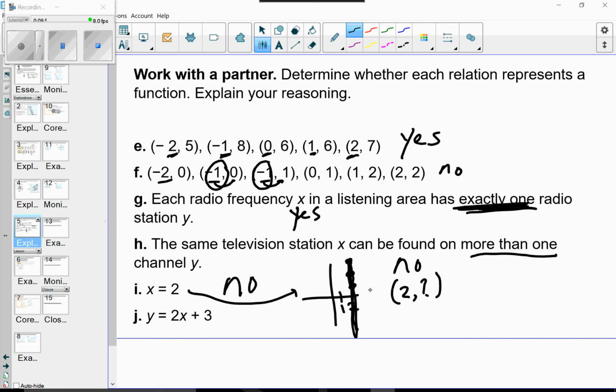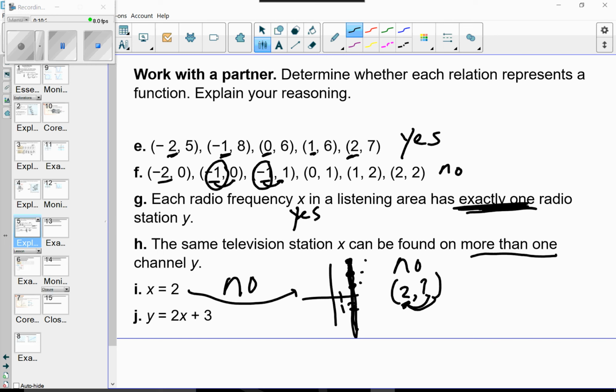So I could have 2 comma 1, 2 comma 2, 2 comma 3. Every one would have the same input and then a different output. But again, 2 can only go to one number. 2 can't go to multiple numbers. So x equals 2 is a vertical line, and a vertical line will never be a function. Okay? Sorry, bad choice of words. But x equals 2 is vertical, and that will never be a function if it's vertical.